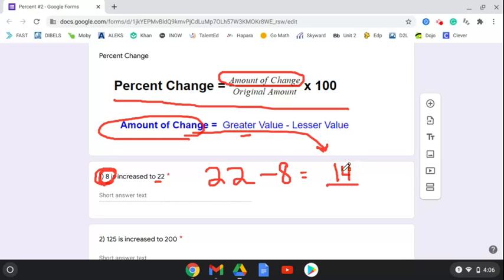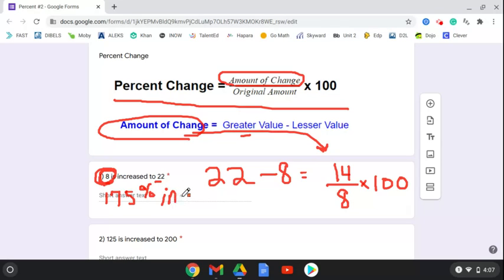Take the amount of change, 14, divide by the original amount, and then multiply by 100 since percent is out of 100. So 14 divided by 8 times 100 is going to give me 175. And so in here, I would type 175 and then put the percent sign. Okay, the percent sign is shift and the number 5 key. That's how you do a percent sign, 175%.